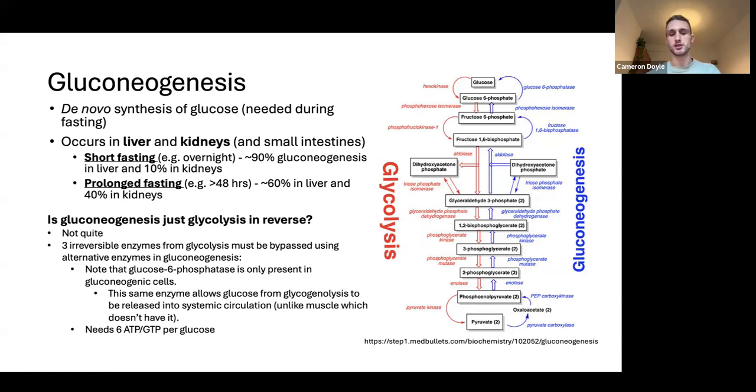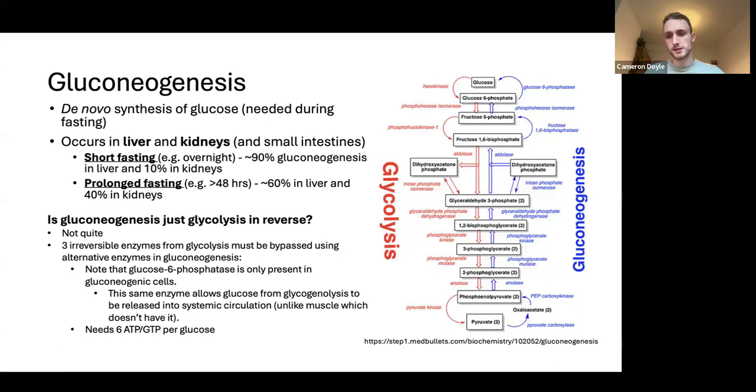So as you can see here, in short fasting, the majority of the gluconeogenesis is done in the liver. This is short fasting, when you're asleep. And then if you've got prolonged fasting, so you haven't eaten for a couple of days, more of this burden for gluconeogenesis will shift to the kidneys, but the majority of it is still done by the liver. So you might ask now, okay, well, is gluconeogenesis just glycolysis in reverse?